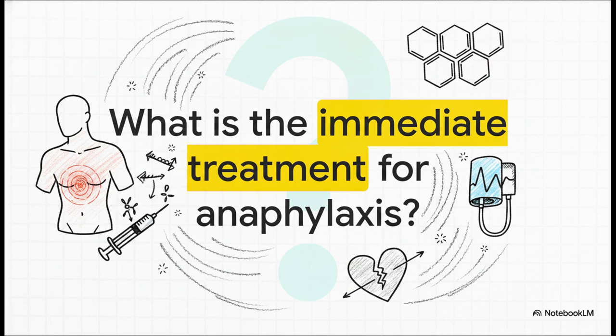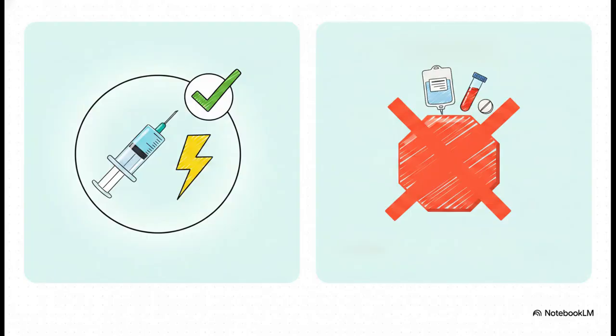Think back to Step 2 of our method, assess clinical stability. This patient has profound cardiovascular compromise. What are you doing first? This scenario perfectly illustrates the golden rule of prioritizing life-saving measures. The correct answer is intramuscular epinephrine.